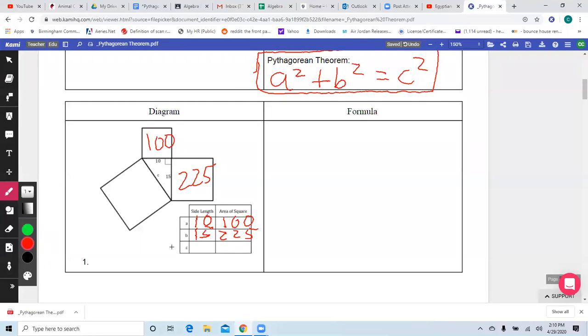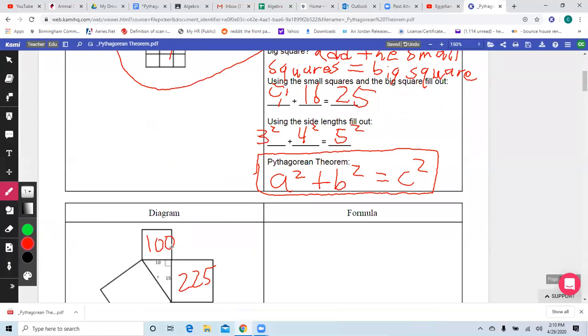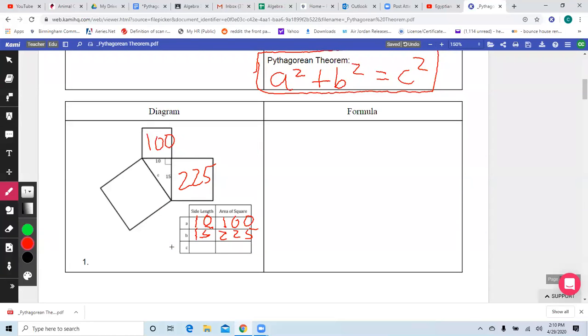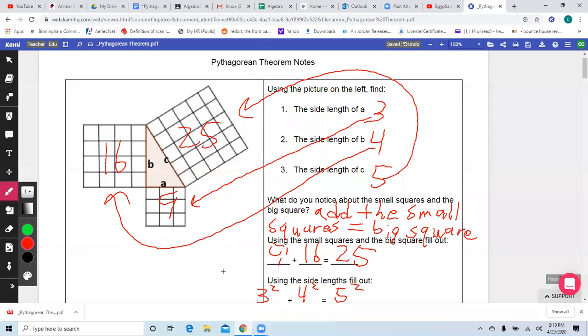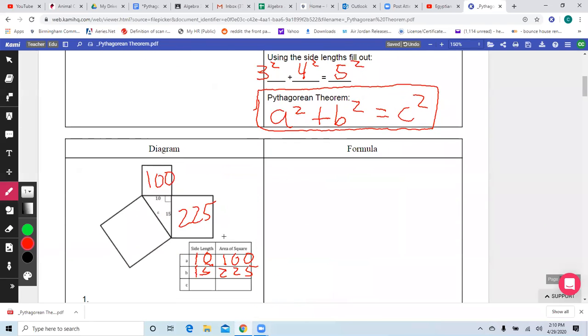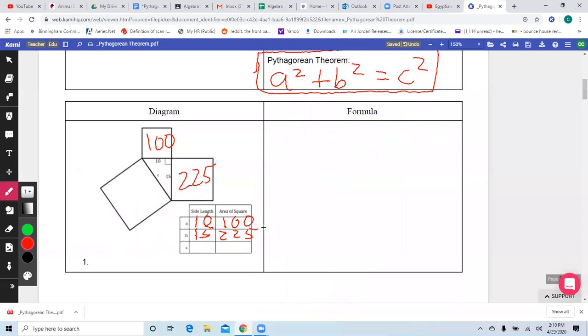But remember, what did we do up here? So I'll come back to this if you were copying it down. So remember here, we added the 2 small squares to get the big square. So if I add 100 and 225, I will already know that C squared is 325, right? Because 100 plus 225 is 325.